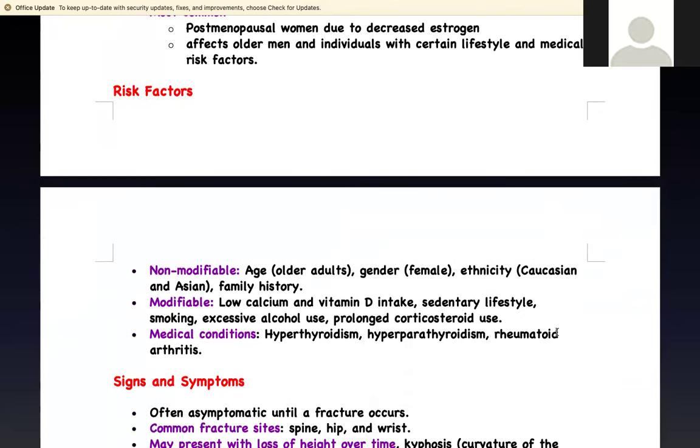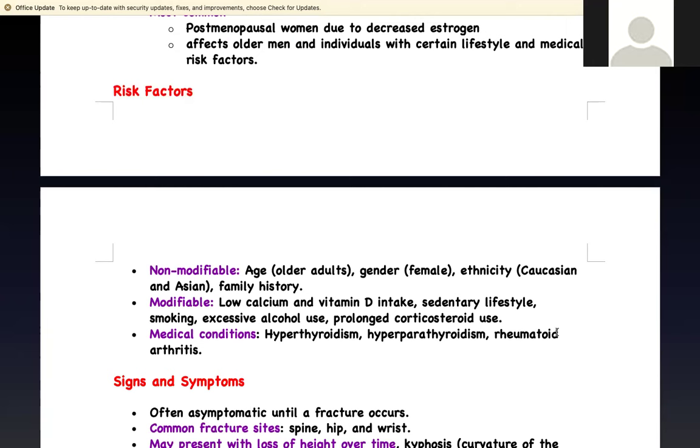There are some risk factors you can change. There are some you cannot change. Those you cannot change are called non-modifiable. And those are your age. You can't change your age. Gender, you can't change who you are. Ethnicity, you can't change where you're from. And family history, if it's in your family, you get it. So that's non-modifiable. But the modifiable one is your lifestyle, what you do.